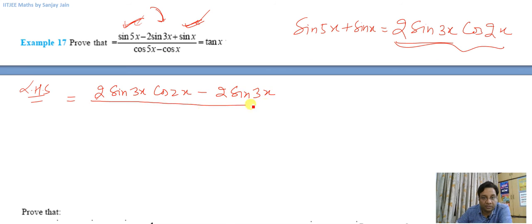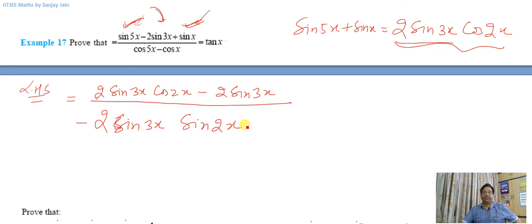Okay, let's go to the denominator now. Cos c minus cos d. Cos c minus cos d was minus 2 sine c plus d by 2 sine c minus d by 2. So let me take this minus here. Sine c plus d by 2, 5x plus x by 2, 3x. And then sine difference, that is c minus d, 5x minus x, that is 4x by 2, so it will be 2x here, right?